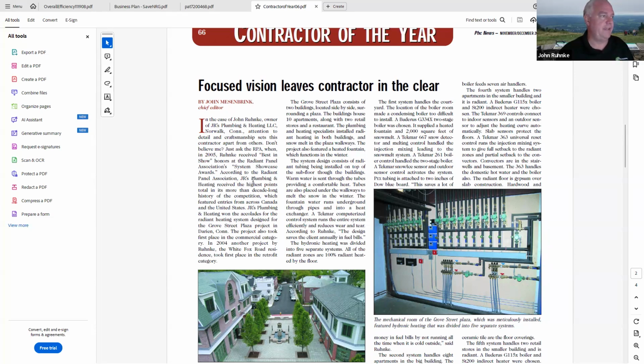According to the RPA, JR's Plumbing and Heating received the highest points total in its more than decade-long history of the competition, which features entries from across Canada and the USA. And the system won in the commercial category. So this project took first place in the commercial category also.